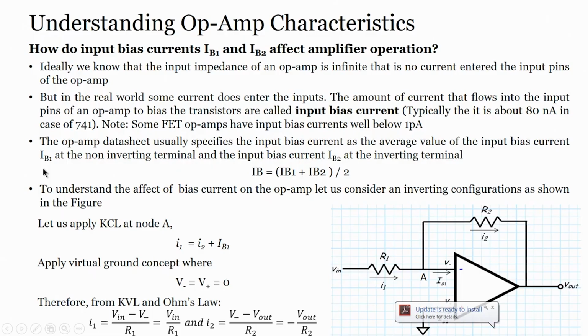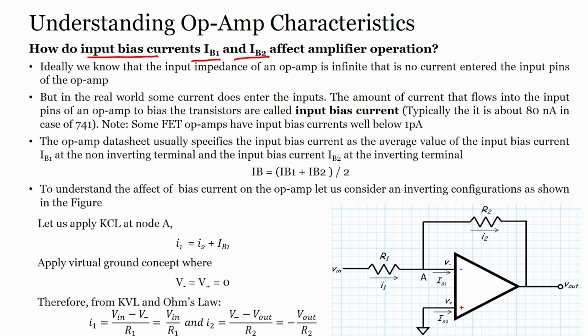To understand that, we need to understand the op amp characteristics. Let us understand how the input bias currents affect the amplifier operation. We will see a few of the parameters and how they affect the operation. First is input bias current, IB1 and IB2. We have seen in the lectures what input bias current is. Let us quickly see it once again.